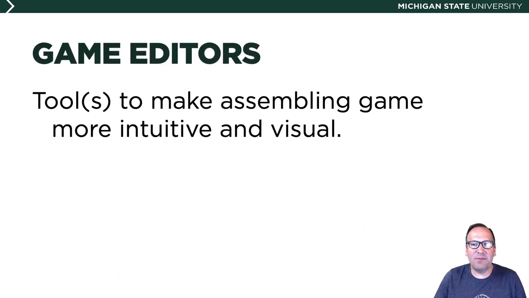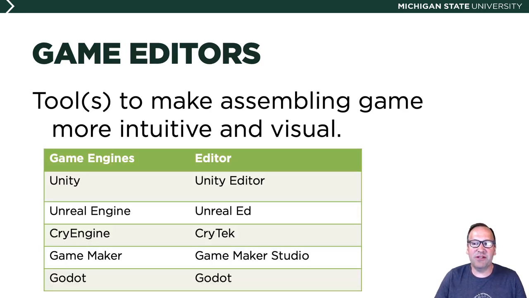One thing that typically comes along with a game engine is a game editor. These are tools that make assembling the game more intuitive and more visual, so we don't have to do everything at the code level. It also allows us to integrate game designers and artists and others into the game development process more easily. Most engines have some sort of editor. Here are some of the most popular game engines today and their respective editors. We'll be talking about Unity in detail in this course. It is both a game engine and a game editor.